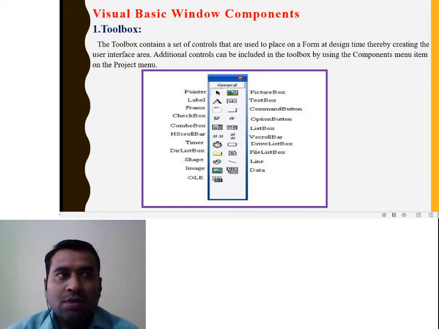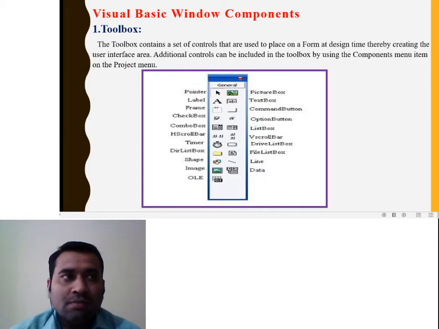Toolbox displays the controls which are required to build an application. For example, labels are used to provide the user information. Again, text box collects the information from the user. While working with Windows, surely you have used these controls.